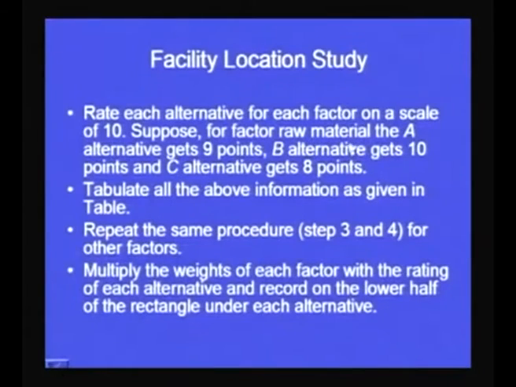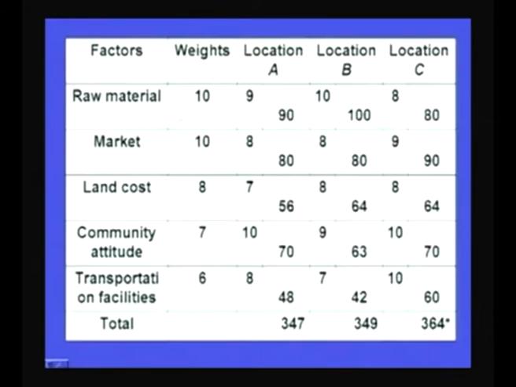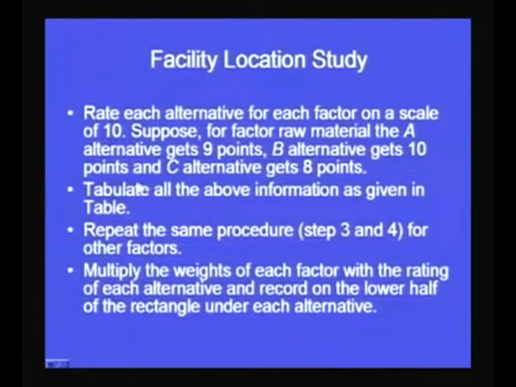Suppose for the factor raw material, alternative A gets 9 points, alternative B gets 10 points and alternative C gets 8 points. Now, you can see for raw material, location A gets 9 points, location B gets 10 points and location C gets 8 points. That is what I have explained. Tabulate all the above information as given in the table. So, in the table we have tabulated all the above information. Now repeat the same procedure, steps 3 and 4, for other factors.